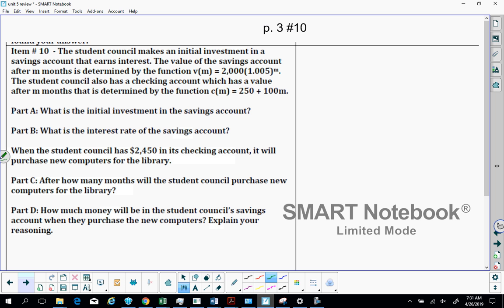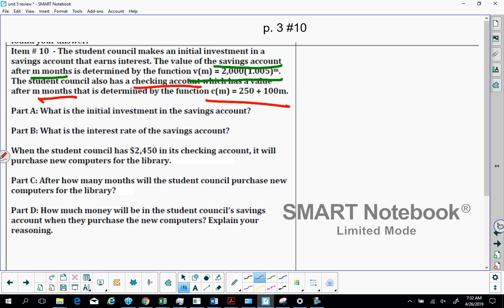So this has a lot of words. So let's underline or highlight the thing that's most important. It says the student council makes initial investment in a savings account. The value of the savings account after m months is determined by this function right here. They also have a checking account, and the checking account after m months is this equation. So we got a checking account and a savings account. So y'all need to know the difference of which one's which.